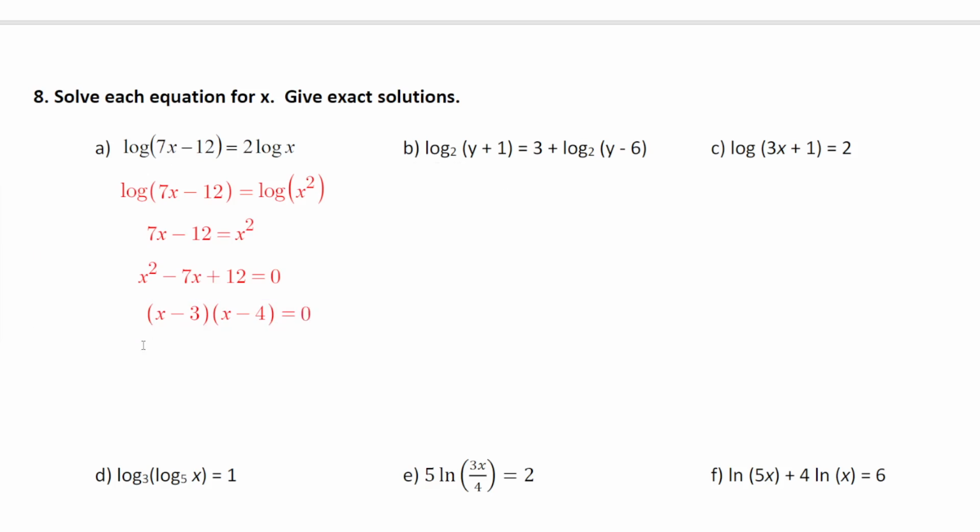And so if we set each one of these equal to 0 using the zero product property, we can see that if x minus 3 is equal to 0, then x is going to equal 3. And similarly, x could equal 4. We do need to do a little domain check here, like with all these log problems, to make sure we don't get an extraneous solution. If I plug in 3 here, I get 12 minus 12. Okay? We cannot take the log of 0 here. So that means that x equals 3 is going to be, you guessed it, extraneous.